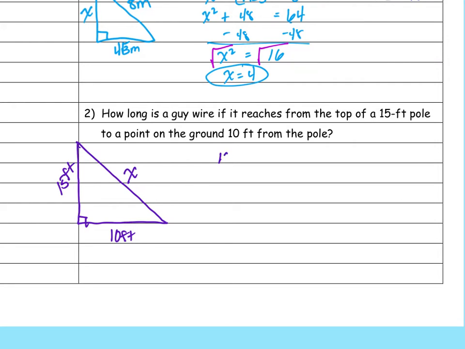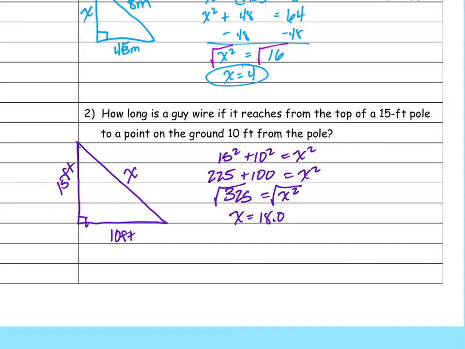Okay, so it should be 15 squared plus 10 squared equals x squared. So 15 squared is 225 plus 100 equals x squared. And then, is that the answer, Skips? 325 equals x squared. And then you square root it. And Skip says it's going to be 18.027 feet. Wow.